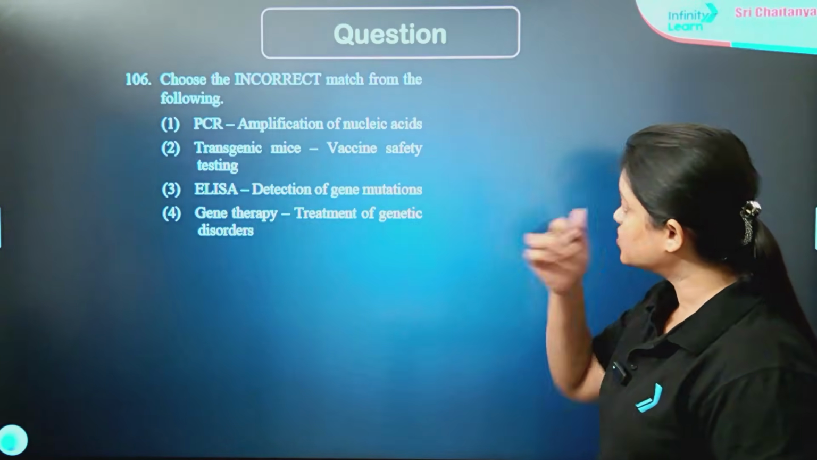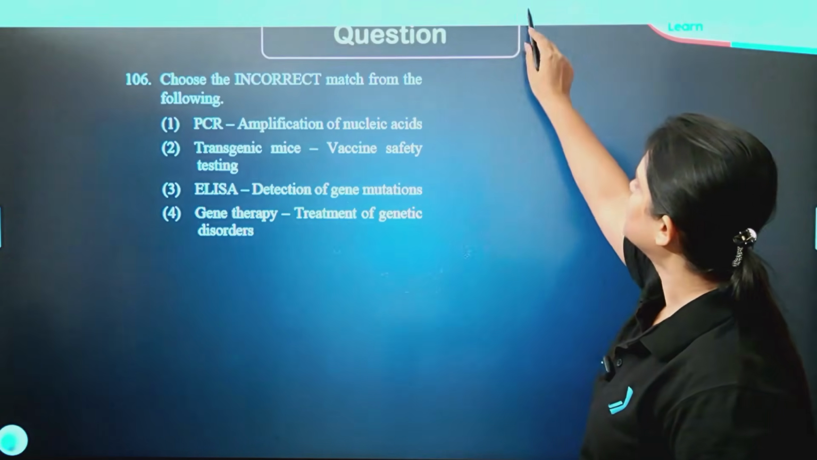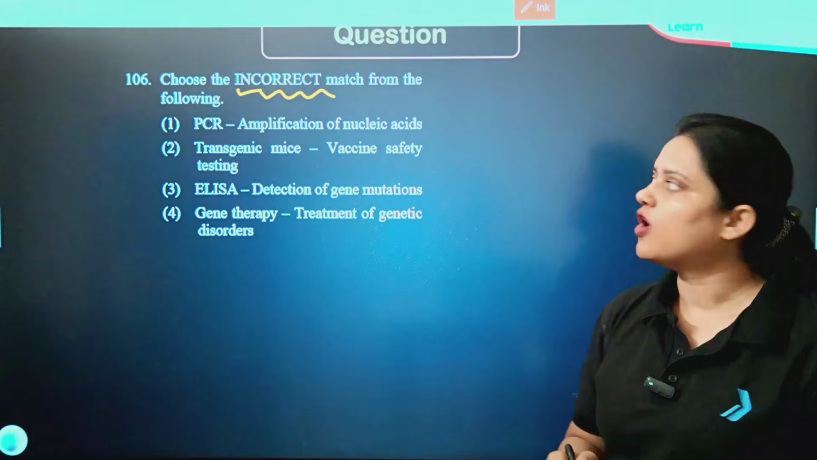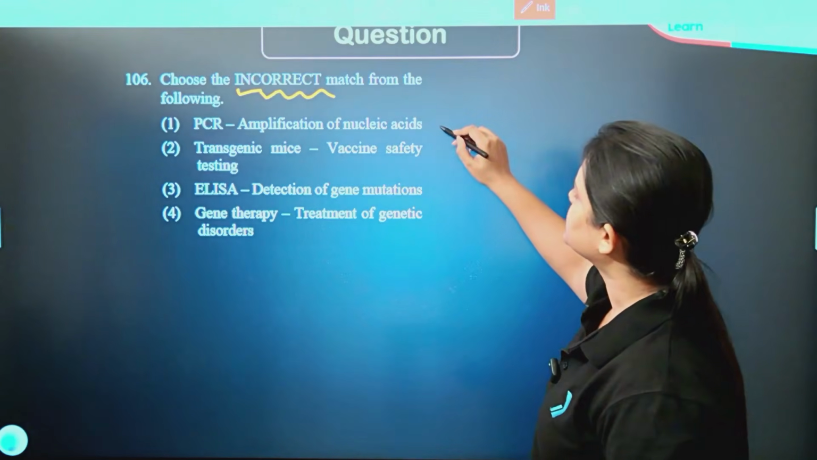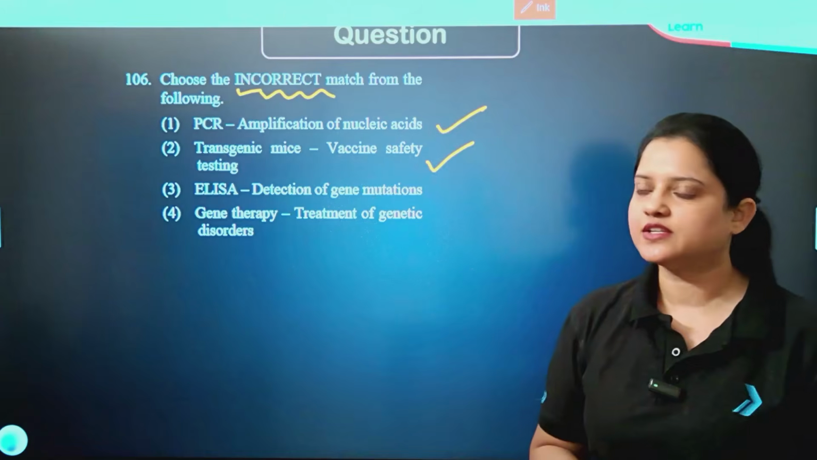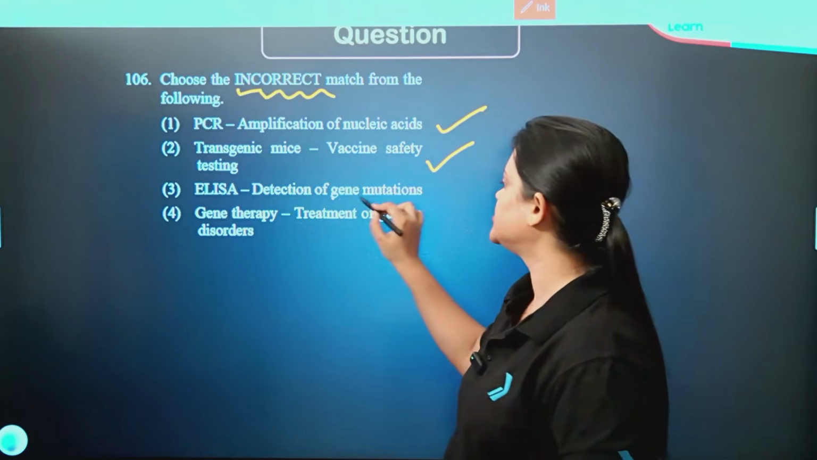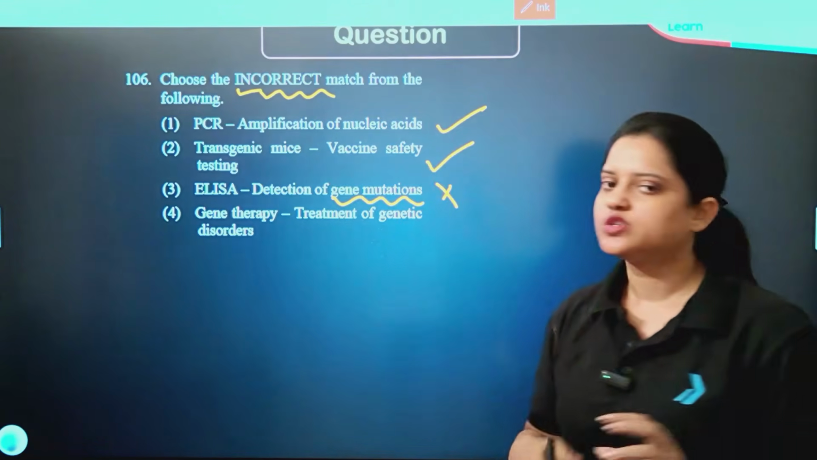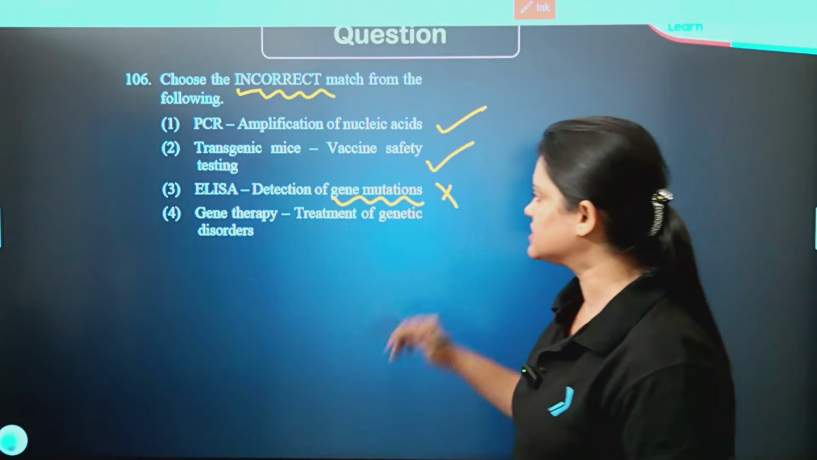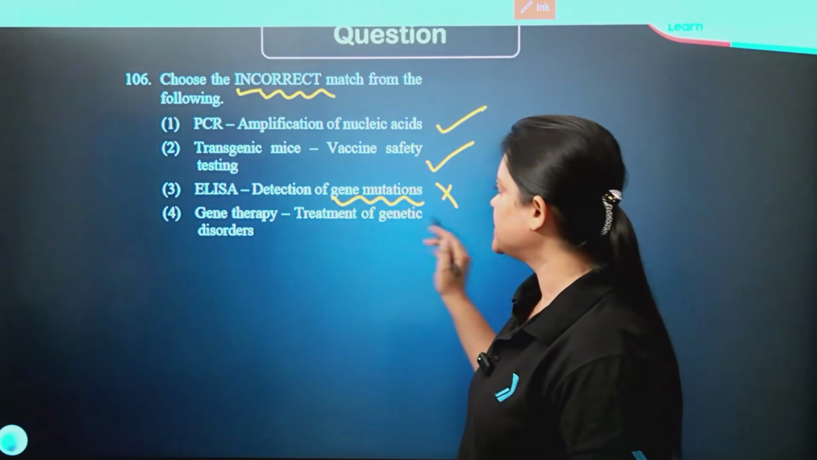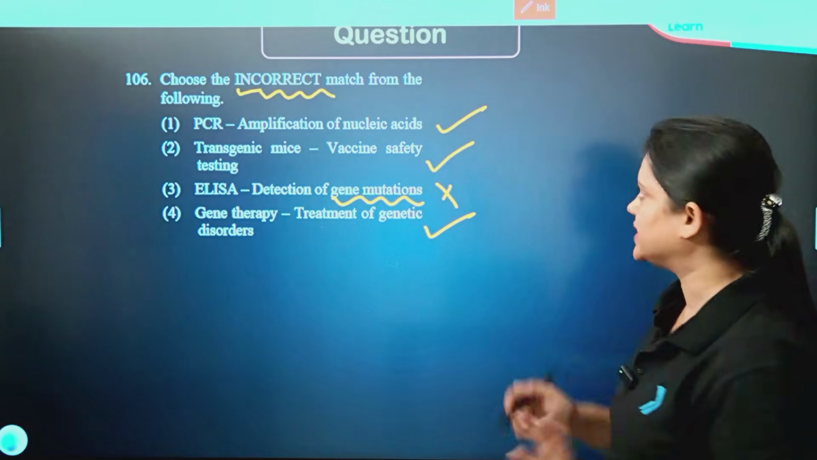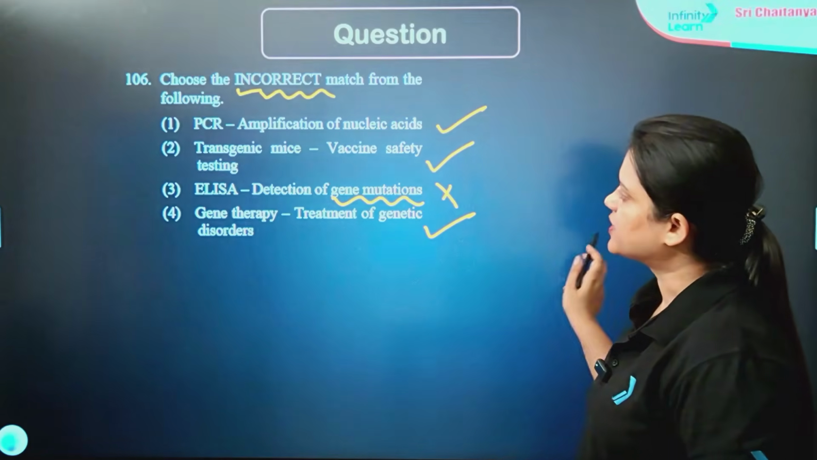Next question is choose the incorrect match from the following, right? PCR is amplification of nucleic acid, that is true. Transgenic mice are used for vaccine safety testing. That is true. ELISA is detection of gene mutation, not at all. We can detect either antigens or antibodies, not mutations in genes. Gene therapy is treatment of genetic disorder. Yes, we got our answer. It should be 3.